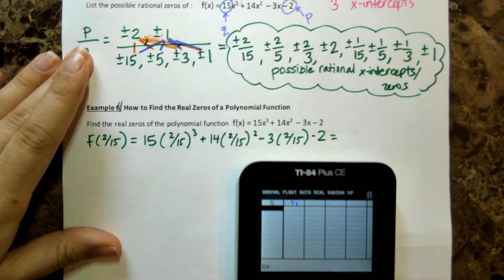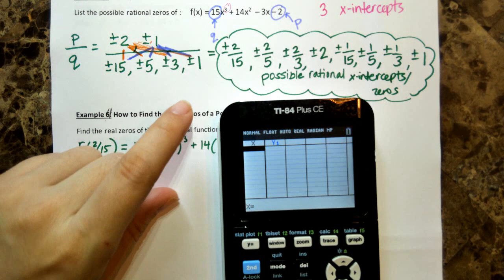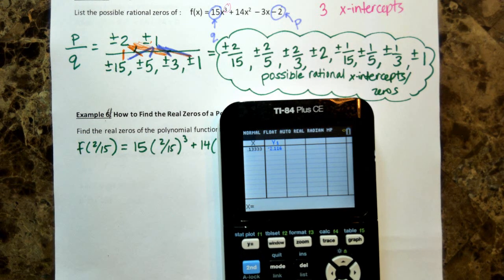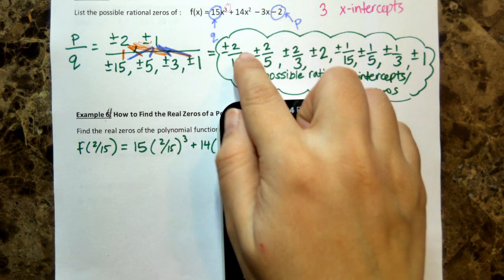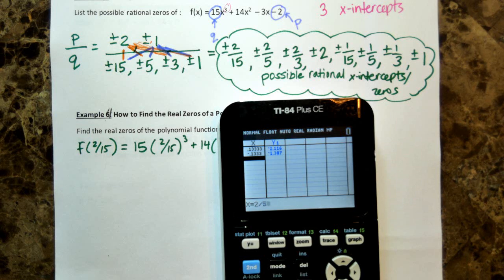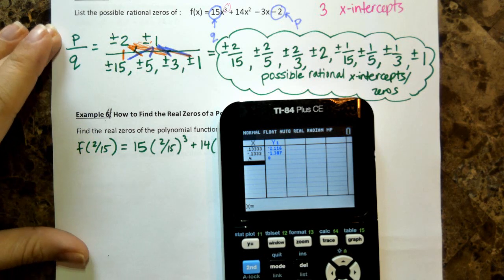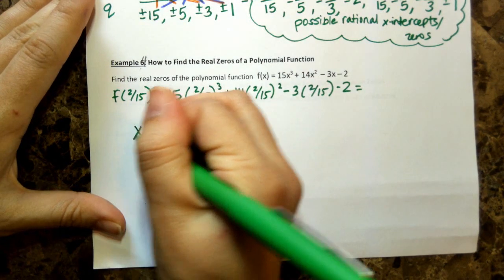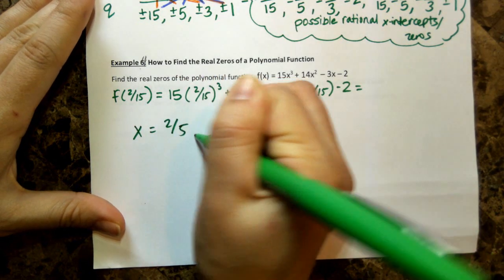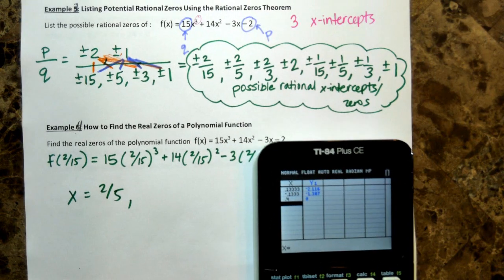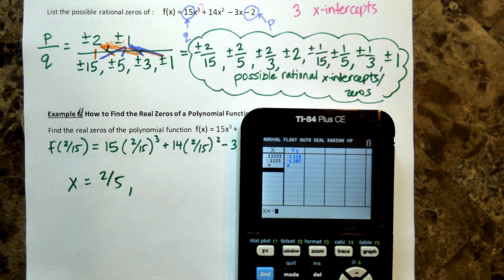Okay, let's go ahead and start with the first number, 2/15. So I would just type in 2 divided by 15, push enter. That's not 0. Negative 2/15, that's not 0. I'm just kind of going down this list. Let's try positive 2/5. That is an x-intercept, so 2/5 is an x-intercept. I know there's at most 2 more. Let's try negative 2/5. That's not 0.